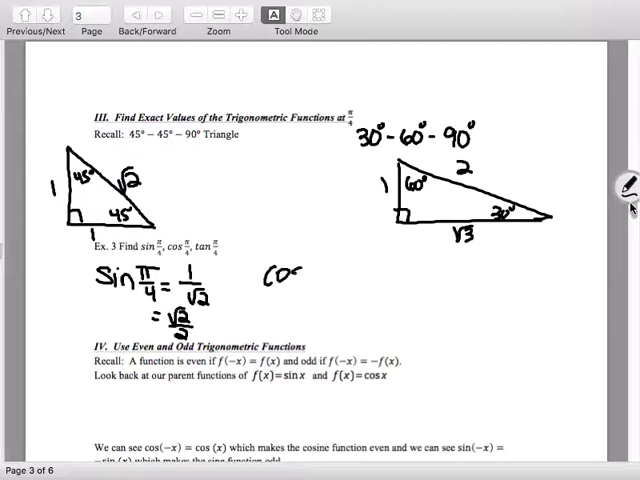All right, then cosine pi over 4. Adjacent over hypotenuse, 1 over radical 2. And then tangent pi over 4, TOA, is 1 over 1.